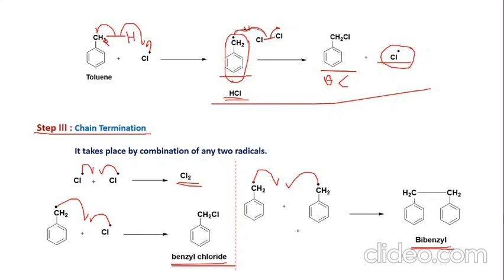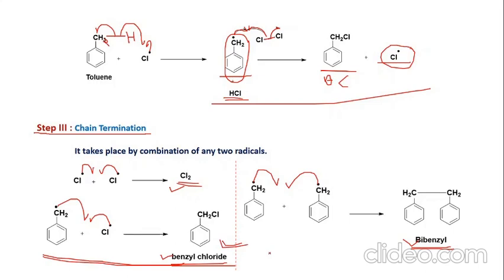In this step, all the radicals which were present in the mechanism get converted into neutral molecules. So here it is dibenzyl, benzyl chloride, or chlorine gas. These radicals can combine to form these three products, but in this particular reaction, we majorly get benzyl chloride as the product. The possibility of combination of the chlorine radical and the benzyl radical is higher, so this will be the product present in the major portion.